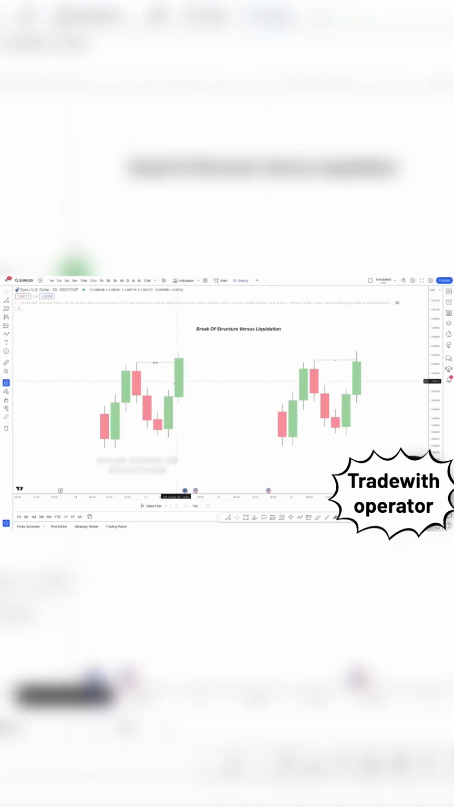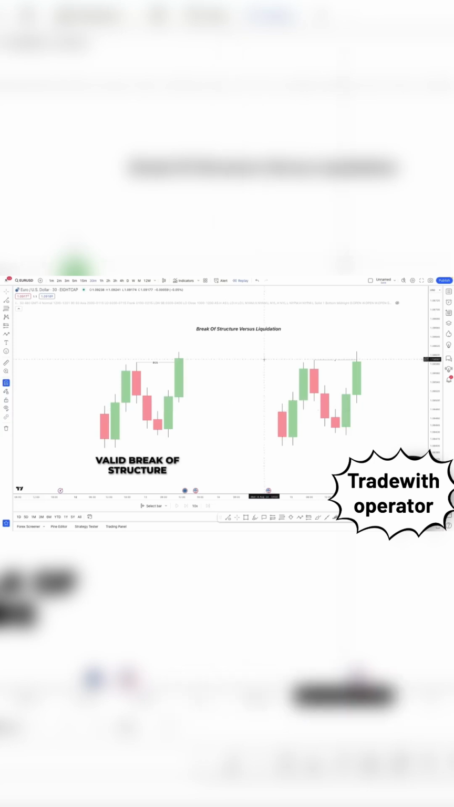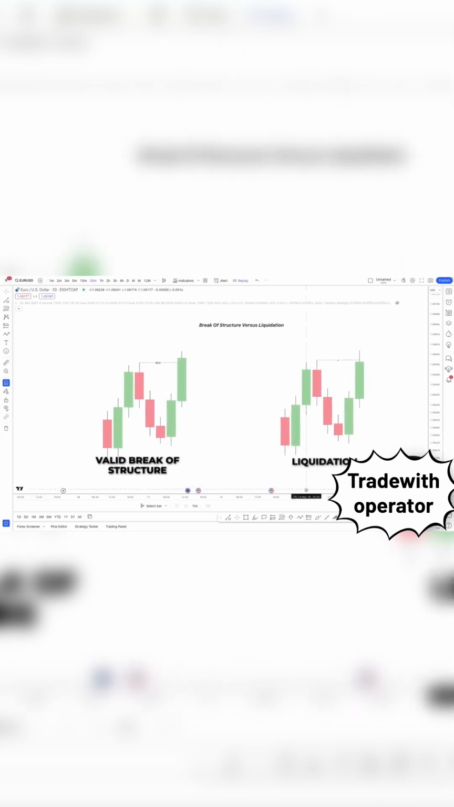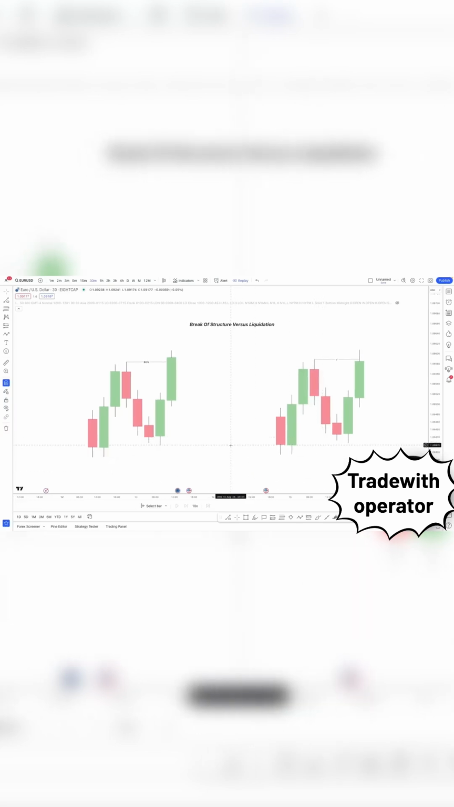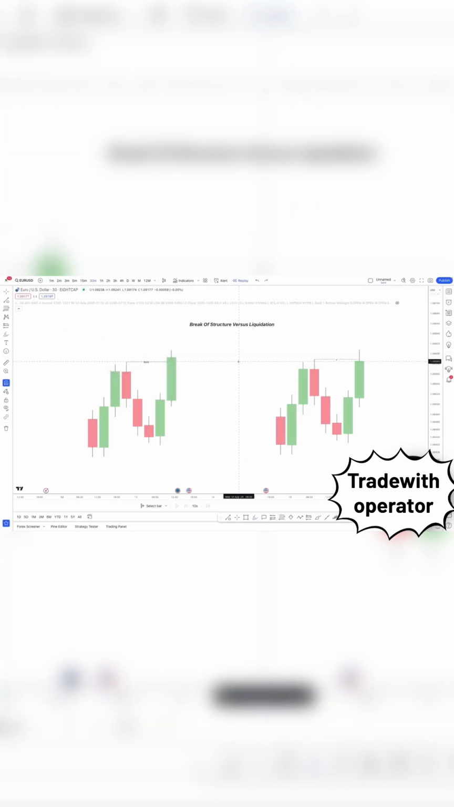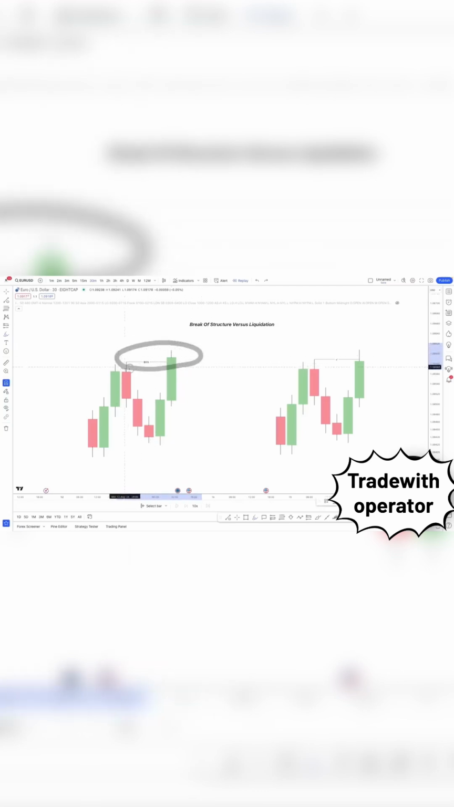On the left hand side is a valid break of structure. On the right hand side is what I consider a liquidation. And the key characteristic difference is that the diagram on the left breaks the old high with a very clear and obvious break and close above. You can see that this final candle breaks through this level and closes above the old high. If it breaks and closes above that high, that is confirmation that momentum is on the buyer's side. This confirms that price is going to go higher.